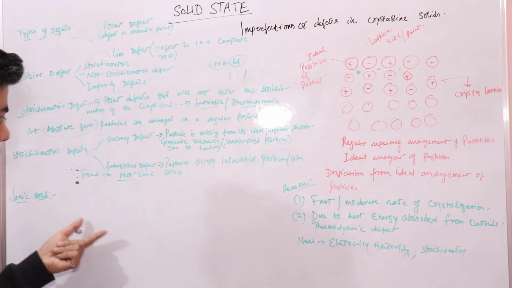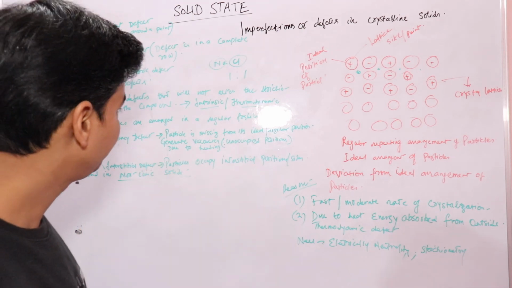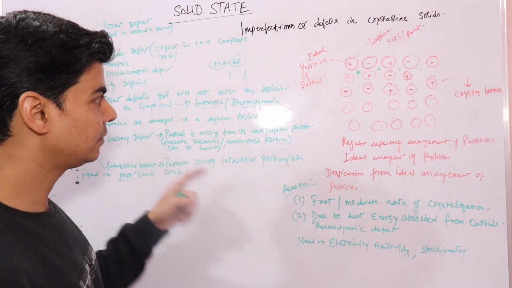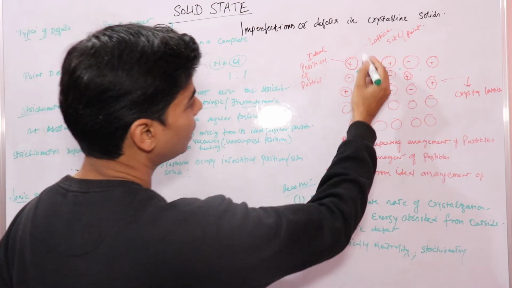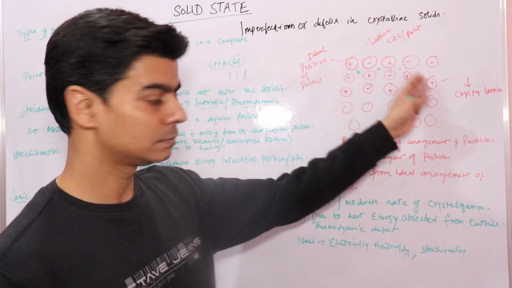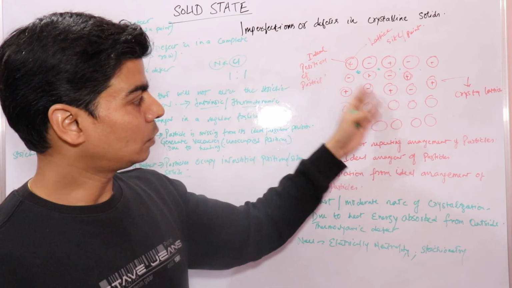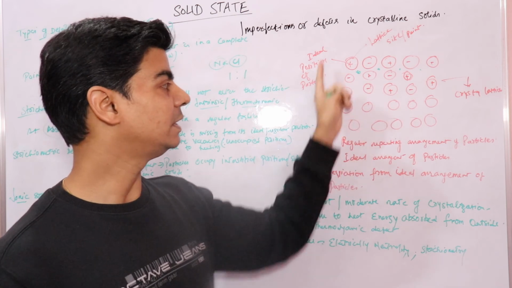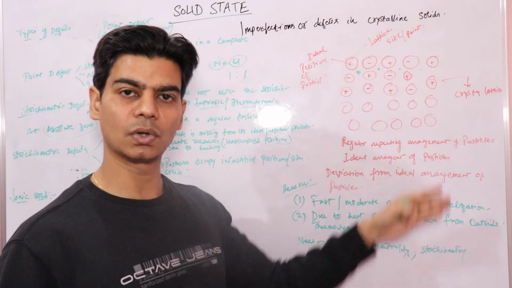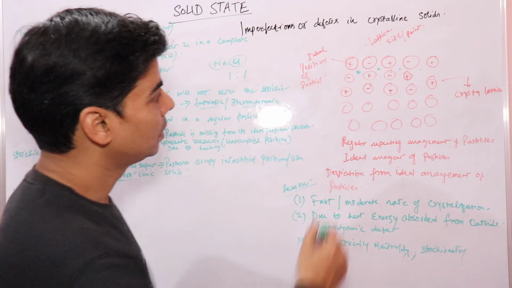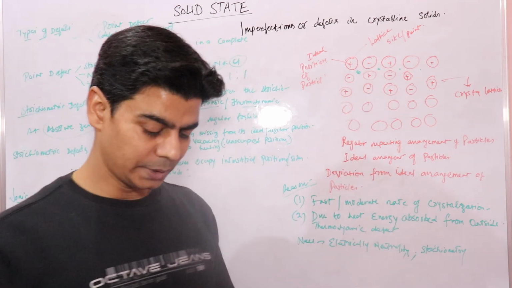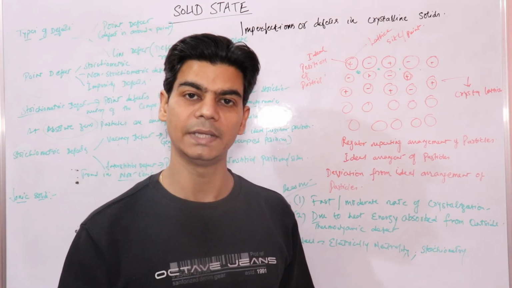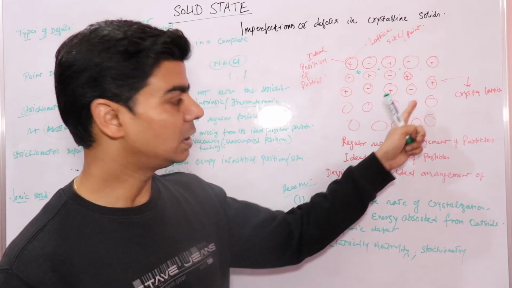Okay, one important thing we have left here: since particles are missing in the vacancy defect, what about the density? Due to missing particles, the density of this substance or this ionic solid will decrease, right? Because we know that we have been talking about since the beginning that ionic solids are denser because of these particles, right?